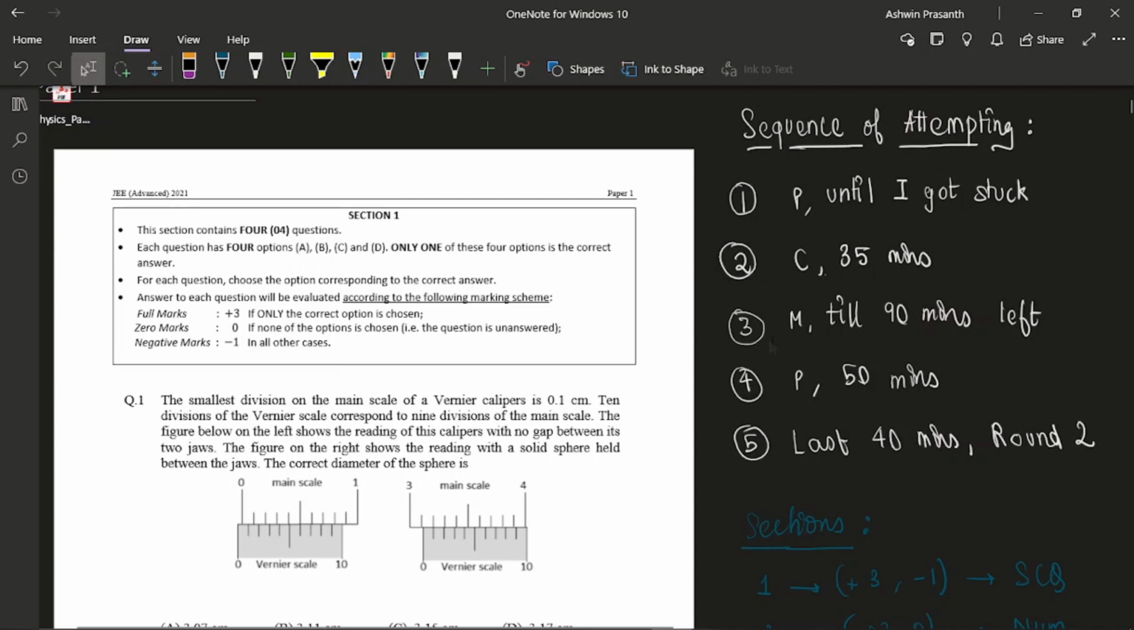Then I'll move on to math, and I'll solve it approximately until there's 90 minutes left. I'll move on to physics and do it for 50 minutes. Now I'll have 40 minutes. So what I'll do is I'll solve the questions I kept for round two.